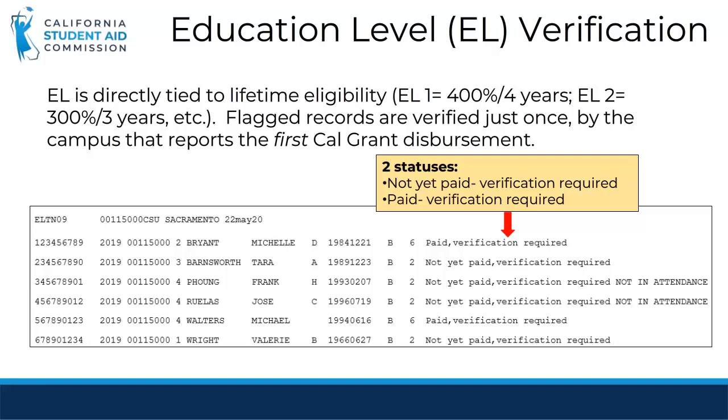Students may misreport their education level on the FAFSA or the DREAM Act application, so if a student record is flagged, financial aid administrators need to perform this verification requirement to clear the flags prior to reporting the first payment. There are two statuses: not yet paid verification required and paid verification required. Please note that if a record is not flagged, EL verification is not required. Additional training material on the EL verification process can be found in WebGrants under the Help menu.